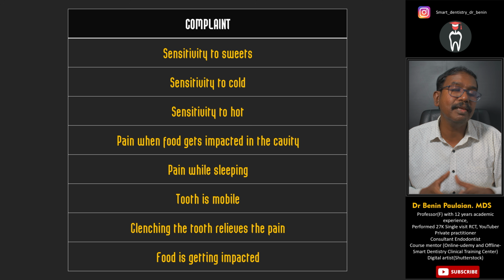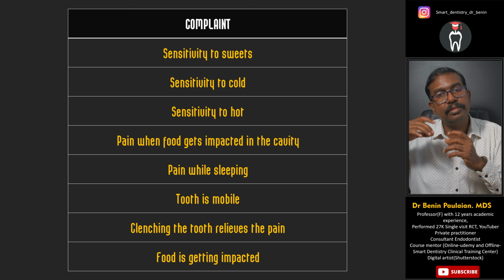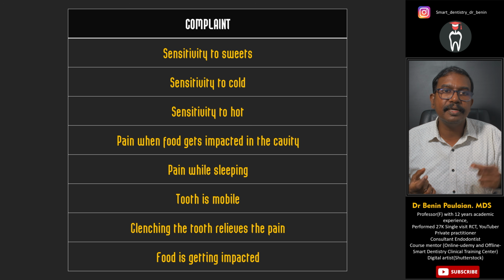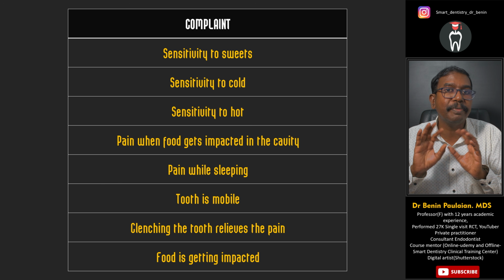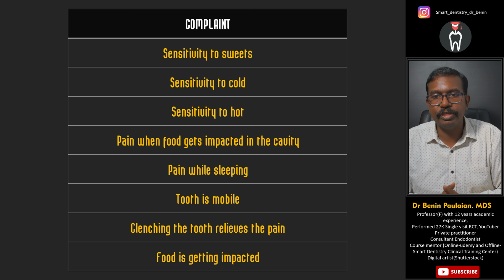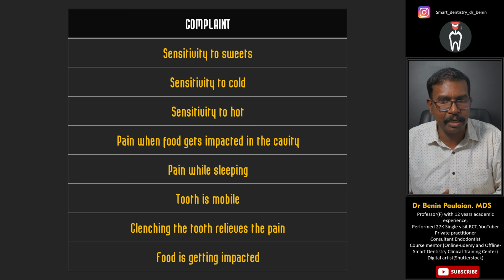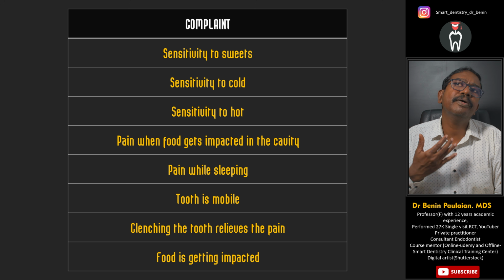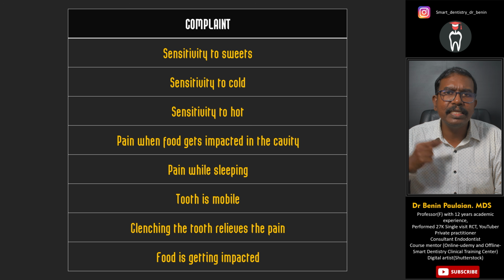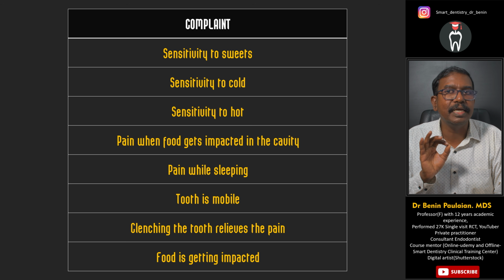If the tooth is mobile, and suddenly it has become mobile, or the tooth is extruded out of the socket, then we can say that it is a periapical abscess, where the pus is extruding the tooth out of the socket. Whenever I clench the tooth, the pain gets relieved, again it is a periapical abscess. And if the patient complains that whatever I eat, the food is getting impacted, probably it will be a class 2 dental caries.